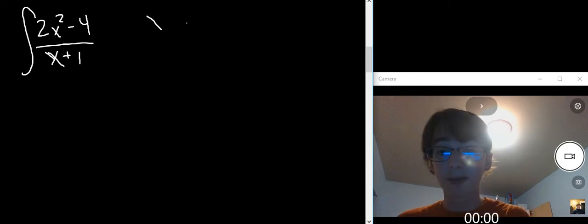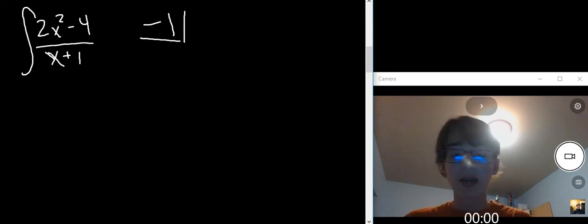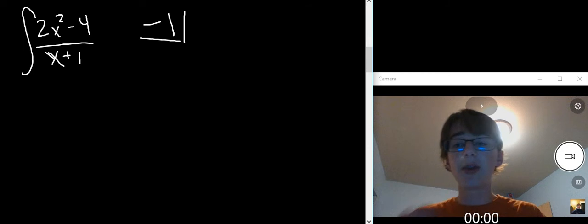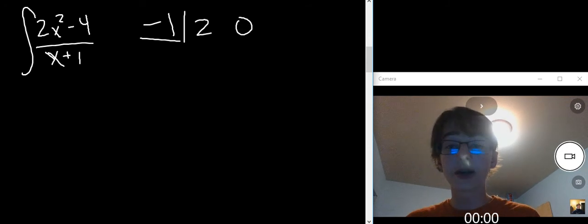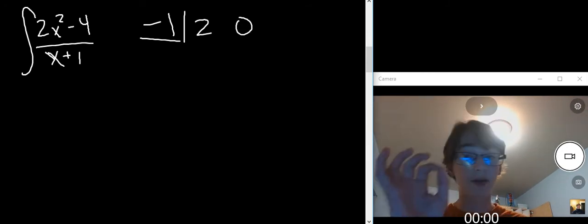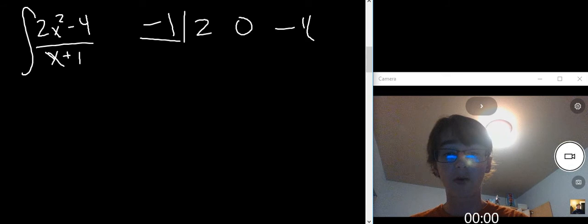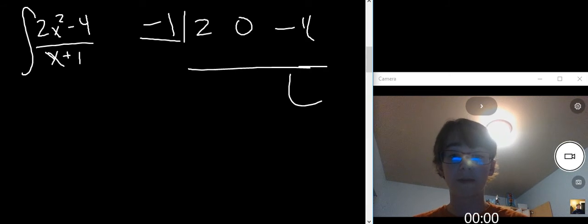So let's make our setup real quick. -1 is going in the box. And let's remember, we just list off the numbers. So we've got 2, we've got 0. There's no x term, so we have to put a 0 there for the x term. And a -4. Pop these out. This is going to become a remainder.